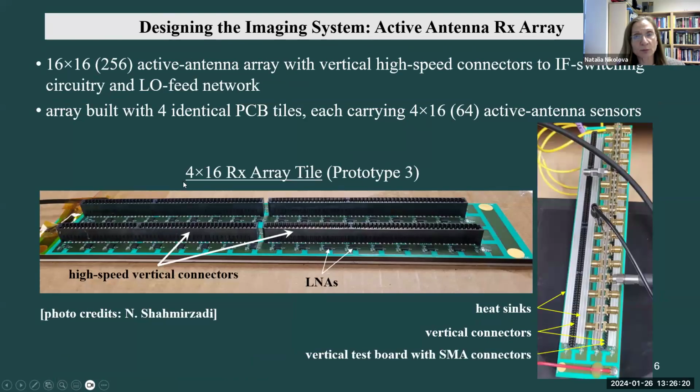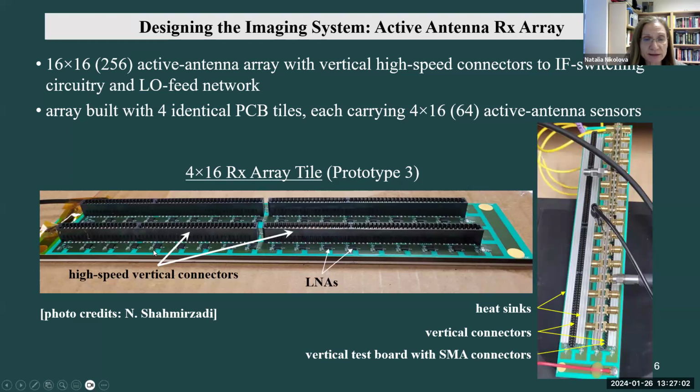And so now we have moved on to our prototype 3, where we will have, or we actually already have, an active antenna array where each antenna is equipped with a low noise amplifier chip. The overall antenna array is 16 by 16 antennas, or 256 antennas. And this array is actually built with 4 identical PCB tiles. One such tile is shown here, and it accommodates 4 rows of 16 antennas, receiving antennas.